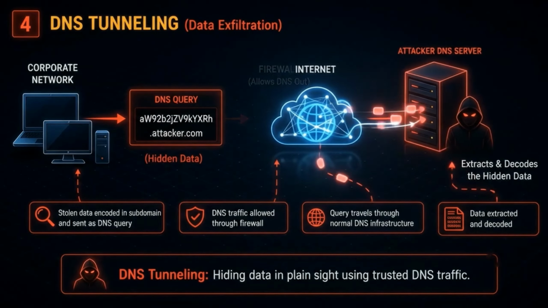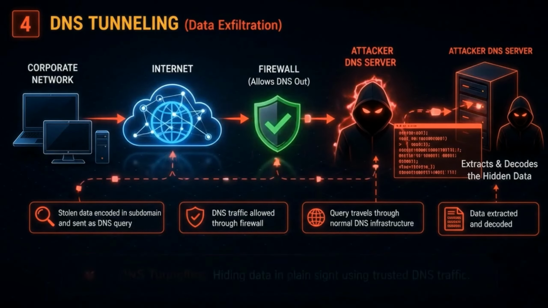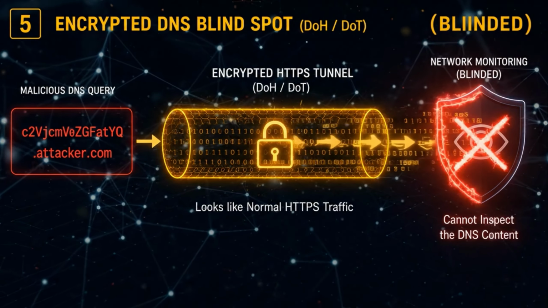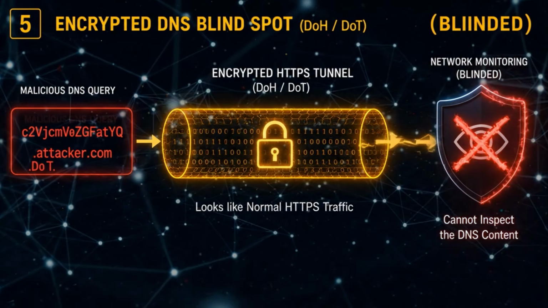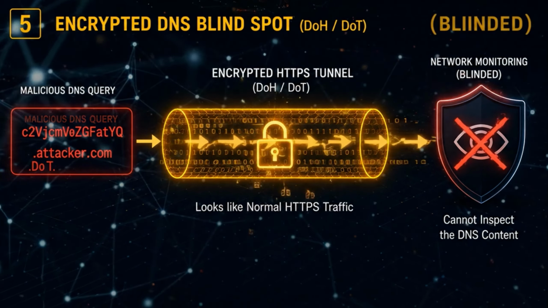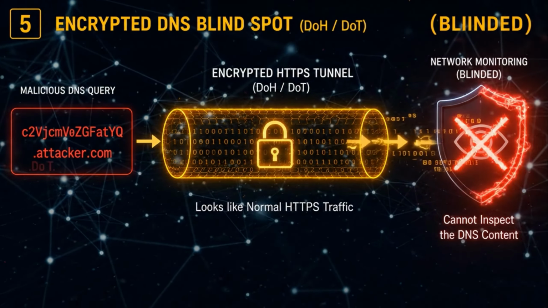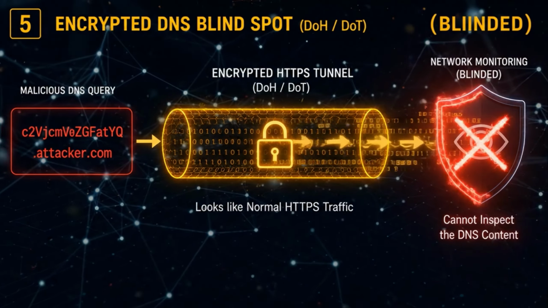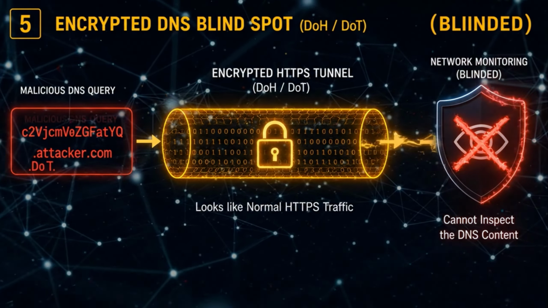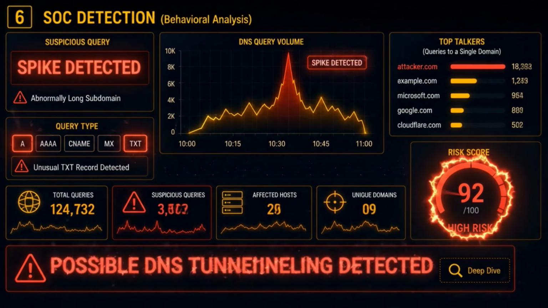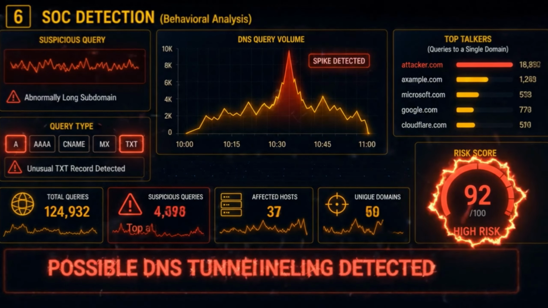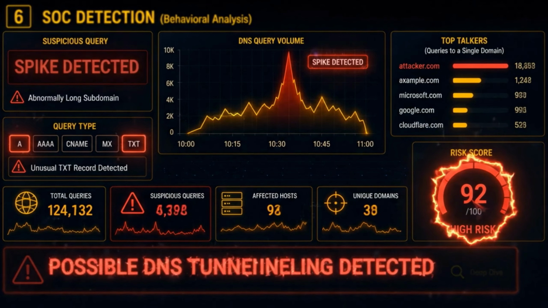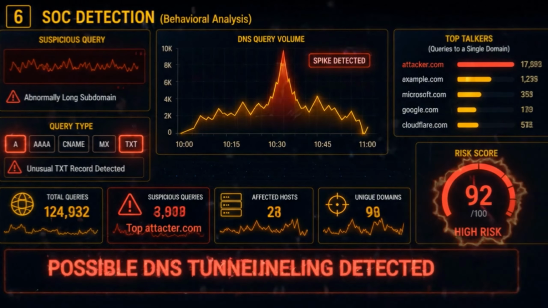But there is another challenge today. Modern browsers support encrypted DNS. Technologies like DNS over HTTPS and DNS over TLS hide DNS requests inside encrypted traffic. This protects user privacy, but it also makes network monitoring much harder. Instead of reading the DNS request directly, analysts now look for unusual behavior: very long domain names, thousands of DNS requests to one domain, or strange DNS record types appearing repeatedly. Those patterns often tell us something isn't right.